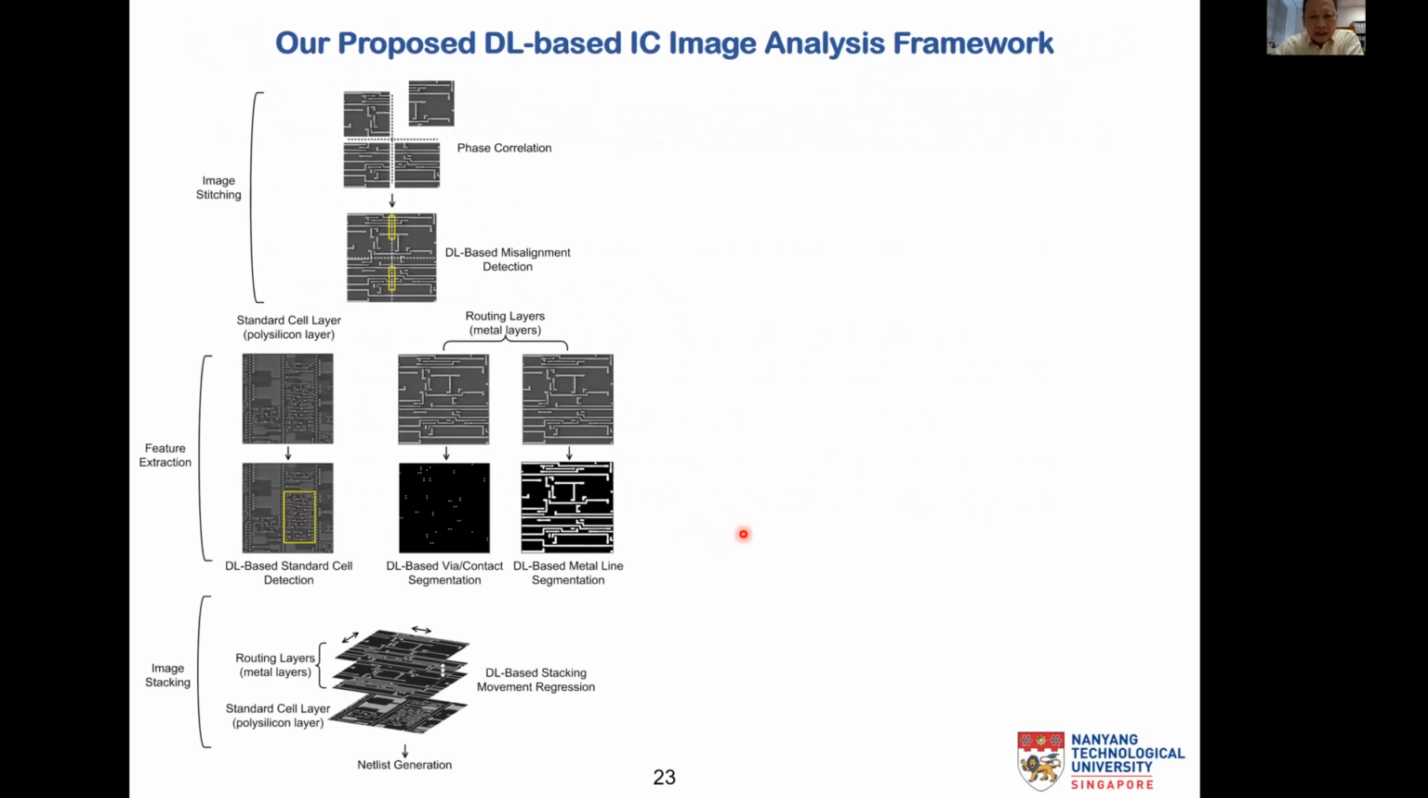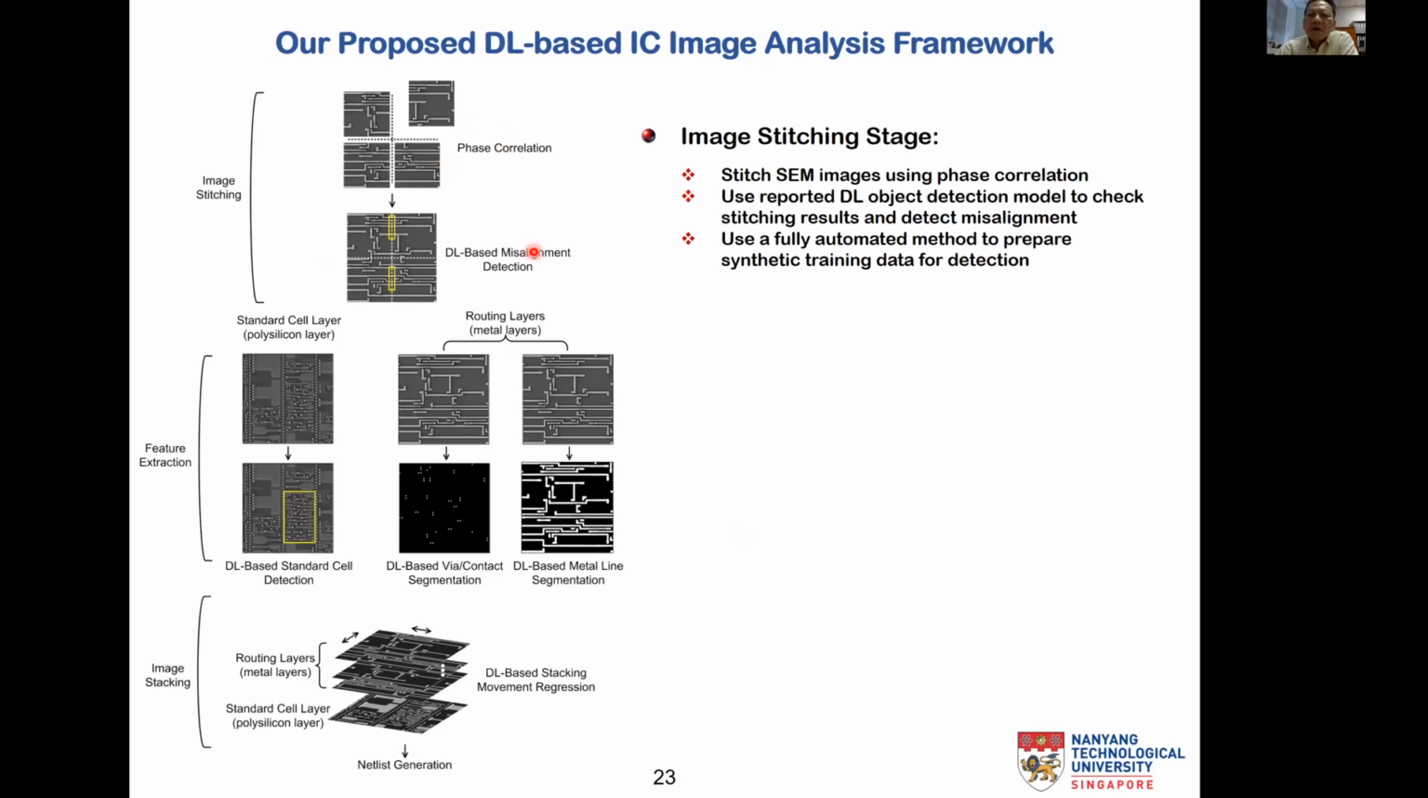So if you look at this, let me explain the image stacking, which includes phase correlation and deep learning-based misalignment detection. In the image stitching stage, we use phase correlation and also a fully automated deep learning-based approach with synthetic training for the detection of the misalignment. This one I will go into detail later.